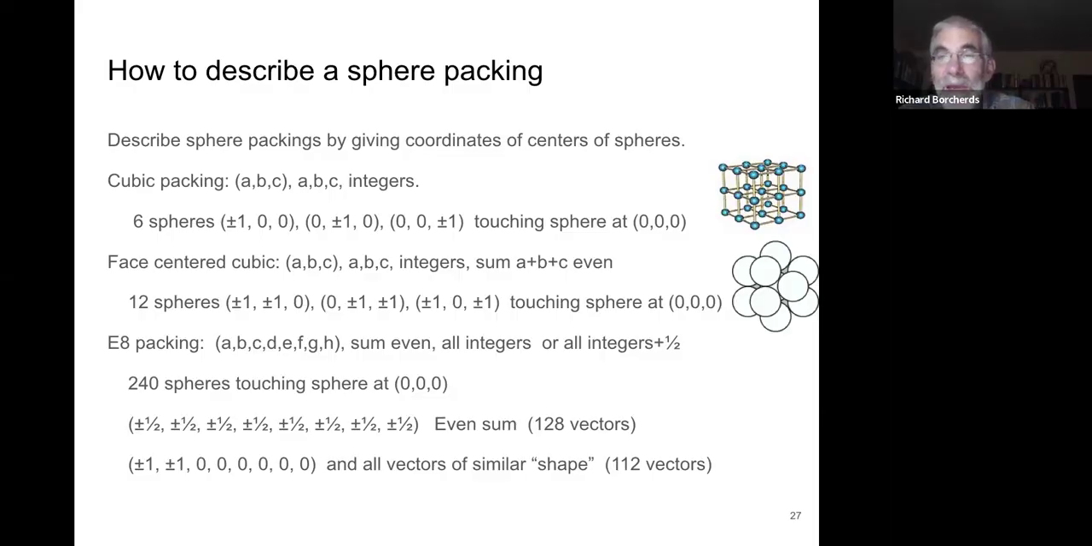Now we can describe the E8 packing. It's kind of similar, except you take all points where the coordinates have to be all integers, or they're all integers plus a half, and the sum has to be even. And if you count very carefully, you find there are 240 spheres touching a given sphere.